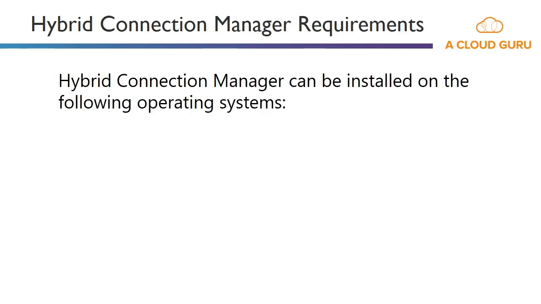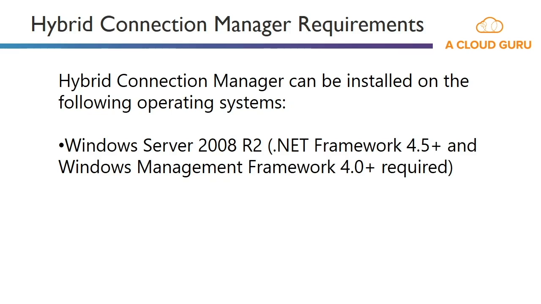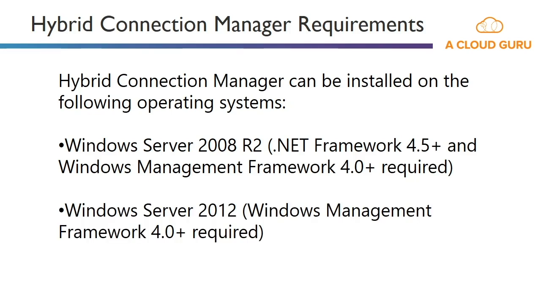The other thing to note is that there is a hybrid connection manager that you saw in the diagram previously, and it can be installed on the following operating systems. It's Windows Server 2008 R2. Note that you need .NET Framework 4.5 and the Windows Management Framework 4.0 in addition. You also can do it on Windows Server 2012 with the Windows Management Framework 4.0 or higher being required. And finally, you can install it natively on Windows Server 2012 R2. And providing you have all of that set up, then you can set up that hybrid connection.